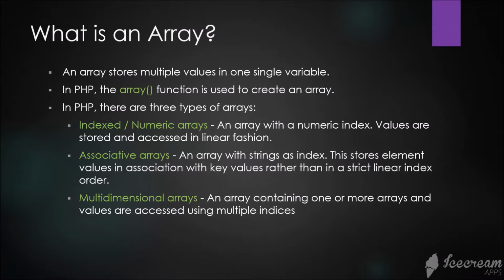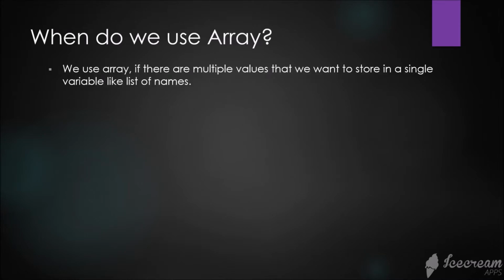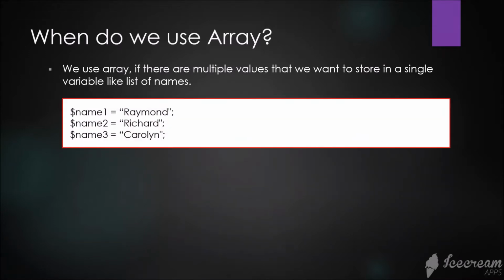Okay, so when do we use an array? We use an array if there are multiple values that we want to store in a single variable, like a list of names. Okay? So normally, what we do if we want to list names currently is we declare variables, like this: name1, name2, name3. Okay? That's what we would do right now.